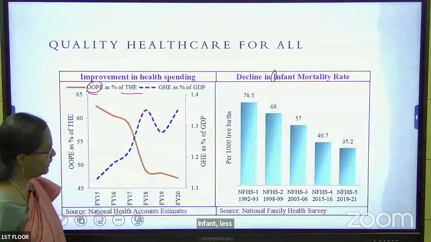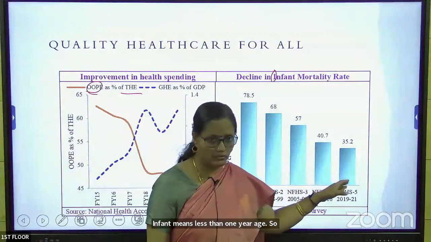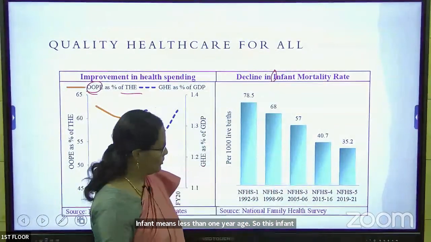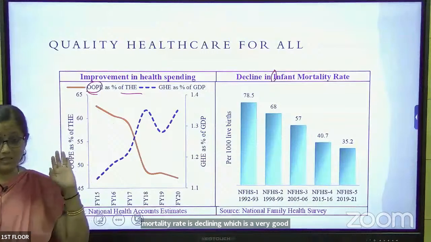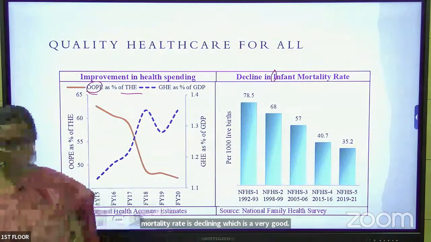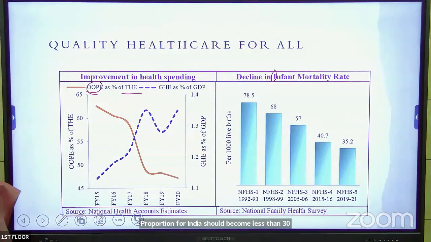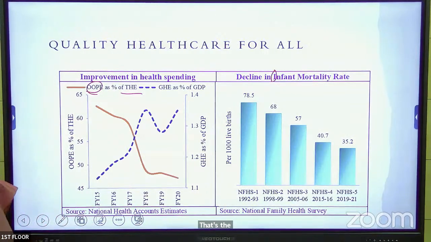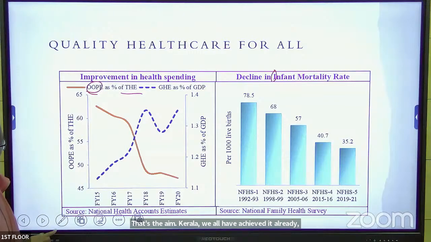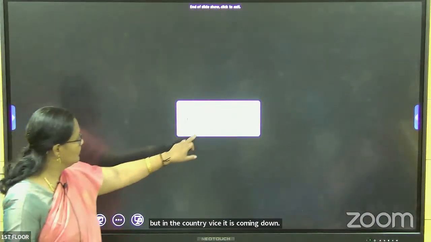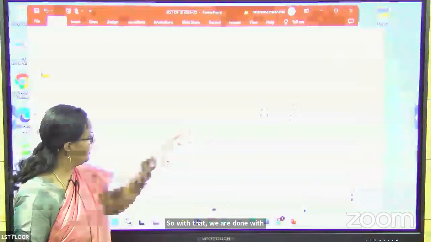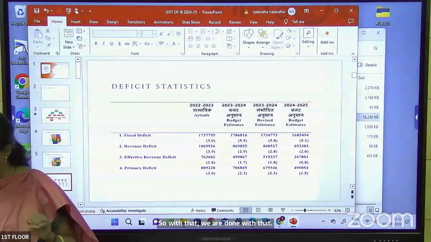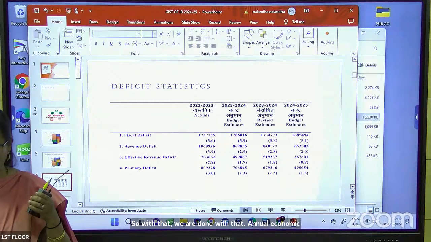So this infant mortality rate is declining, which is a very good proportion for India. It should become less than 30. That's the aim. Kerala, Tamil Nadu, we all have achieved it already, but country wide it is coming down. So with that, we are done with the annual economic review. And I have a small note to tell.